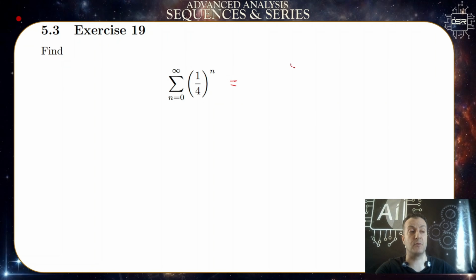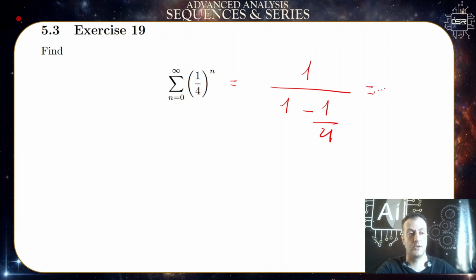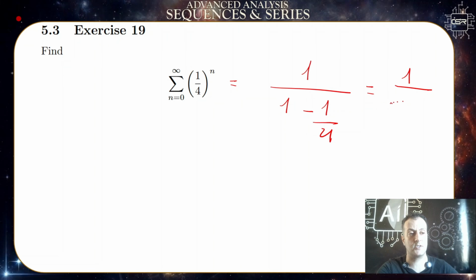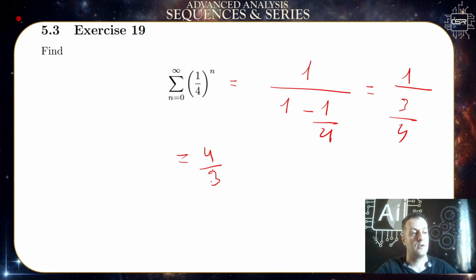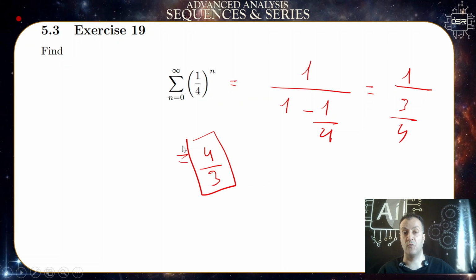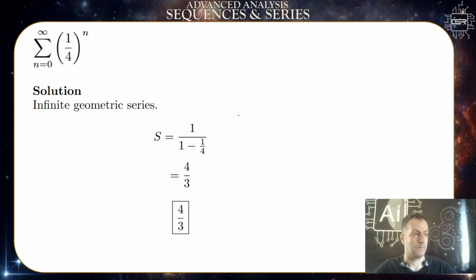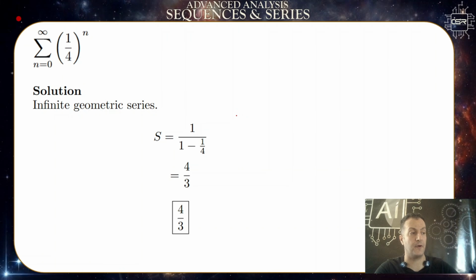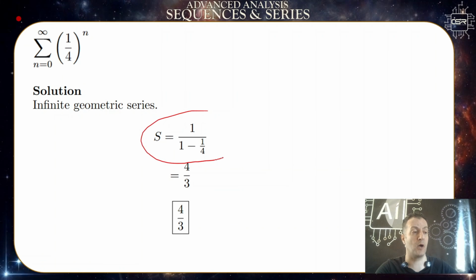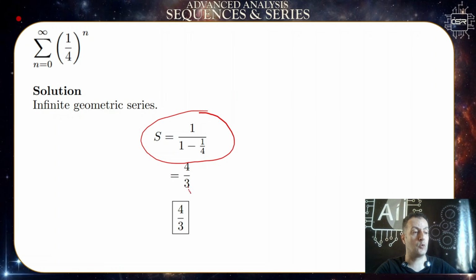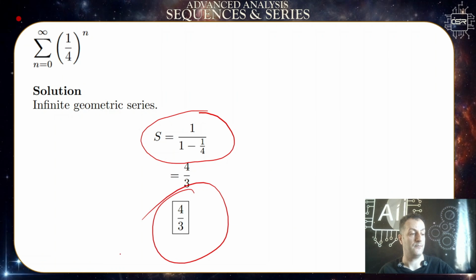19. Find the sum from n equals 0 to infinity of 1 over 4 to the power of n. This series can be rewritten as 1 divided by 1 minus 1 over 4, which is equal to 1 divided by 4 minus 1, 3 over 4, or 4 over 3. So it converges to this value. It is, again, a type of an infinite geometric series with s equal to 1 divided by 1 minus 1 over 4, equal to 4 over 3.